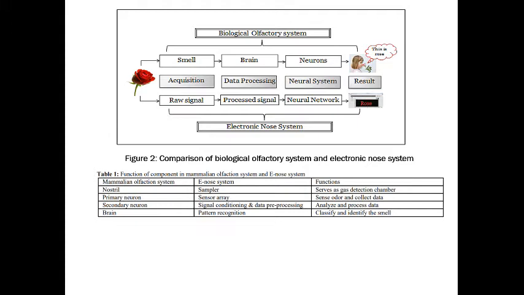The nostril corresponds to the sampler in the electronic system. The primary neuron is the sensor array. The secondary neuron is signal conditioning and data preprocessing. The brain corresponds to pattern recognition. As for functions, the sampler serves as the gas detection chamber. The sensor array senses odor and collects the data. Signal conditioning and data processing is where we analyze and process the data. And the last is for data recognition, where we classify and identify the smell.